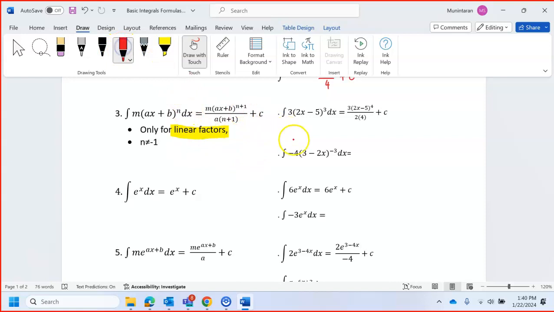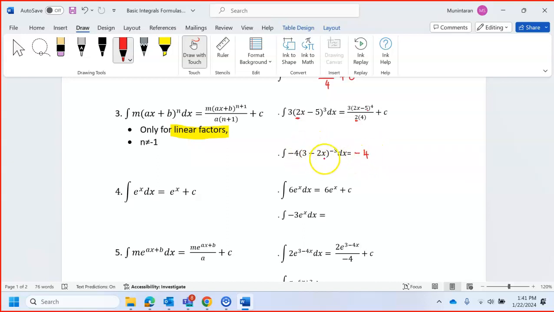So for here, 3 times 2x minus 5 power to the 3. Yes, 2x minus 5 is a linear factor. So we can use the formula. 3 is the coefficient. You copy the 3. 2x minus 5 power n plus 1, which is 4, divided by 2. The 2 is the coefficient of your x. 4 is n plus 1. Of course, plus c.